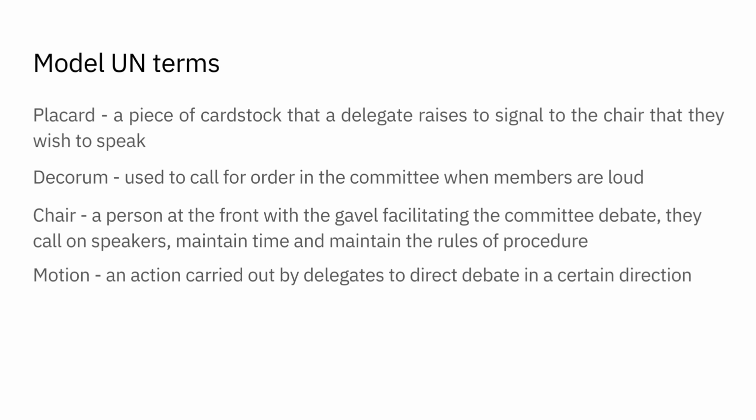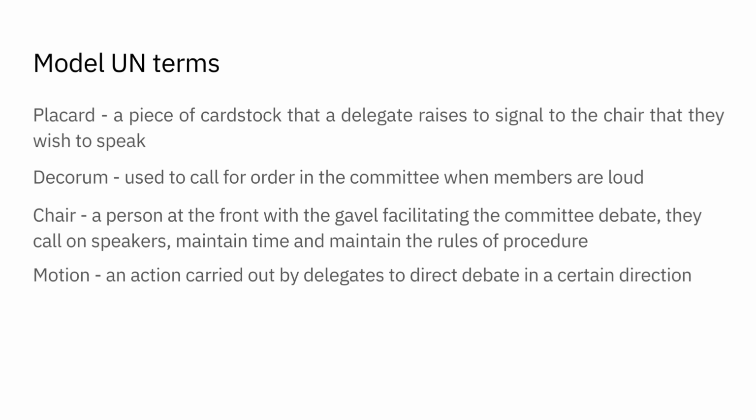They have one per delegation, so if you have 3 people representing the country of Italy, then you would have 1 card stock. There's also the term decorum, and that is used for calling order the committee. It's basically telling someone to quiet down when things get out of order, because things can get pretty heated in the Model UN debate.